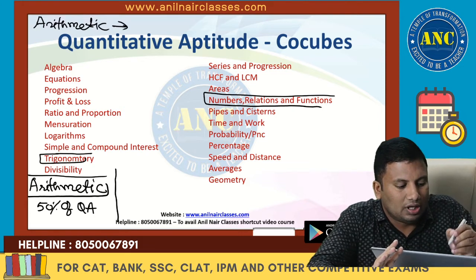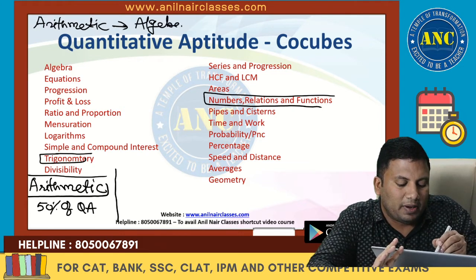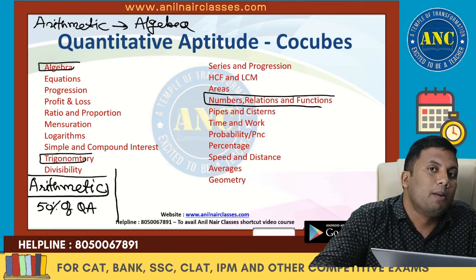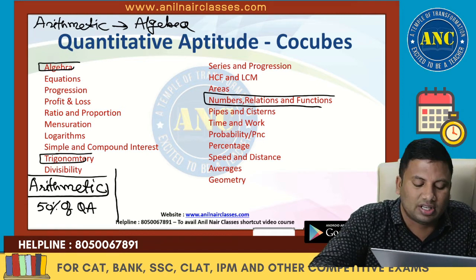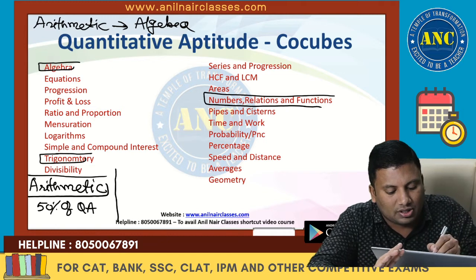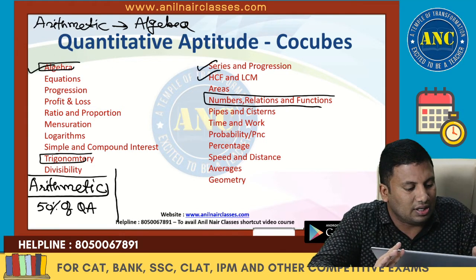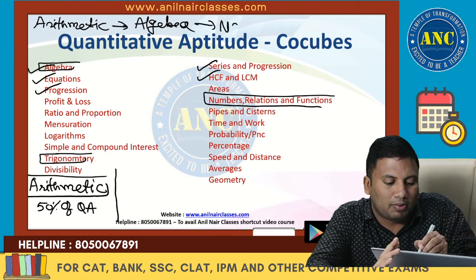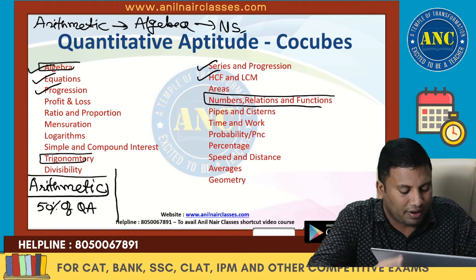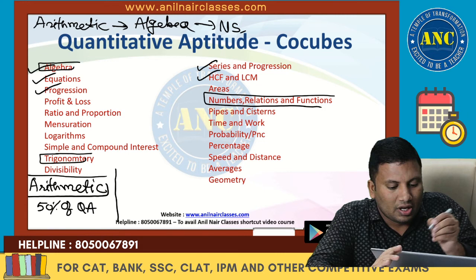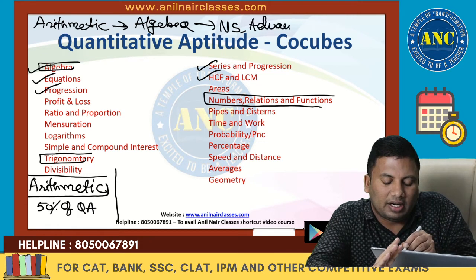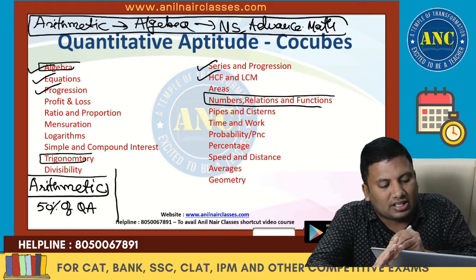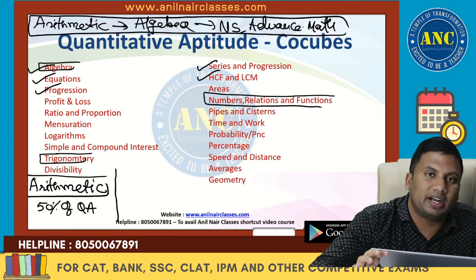it is algebra in the Accenture paper. In algebra, a good number of questions will come from linear equations, quadratic equations, polynomial equations, relations, functions, progressions, and series based problems. You can see it till here. Series, algebra, equations, progressions. First is arithmetic, next is algebra, next probably more or less the same number of questions will come from number system and also from advanced maths topics like trigonometry, logarithms, and other topics. Again, the same focus is on arithmetic, then followed by algebra and number system.